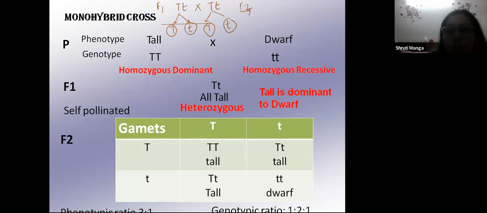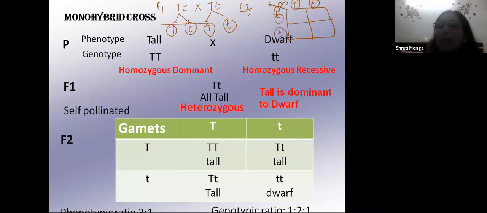How am I going to make it? I will make a Punnett square like this. Okay. I will write the gametes. Male gamete, we always write here, and female gamete, we write it here. I have written the symbols. So the gametes are the same: capital T here, small t here, capital T here, small t here. You just have to multiply now.